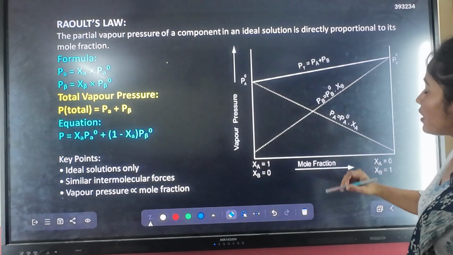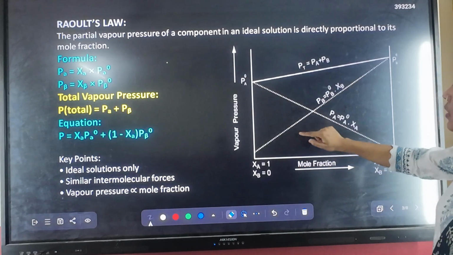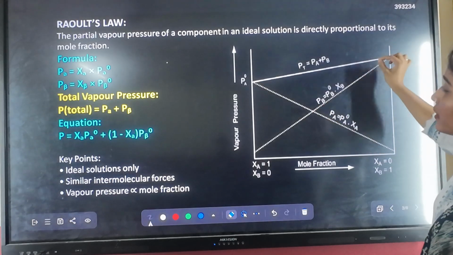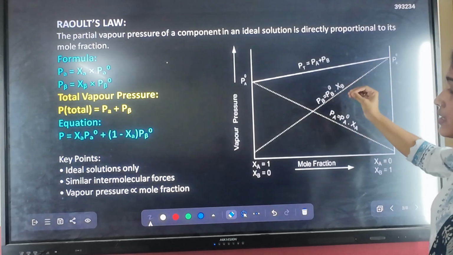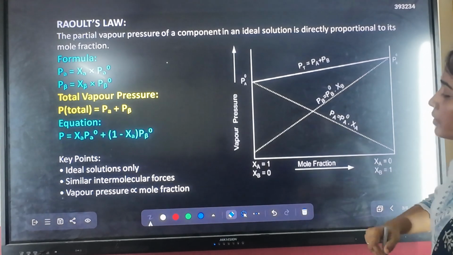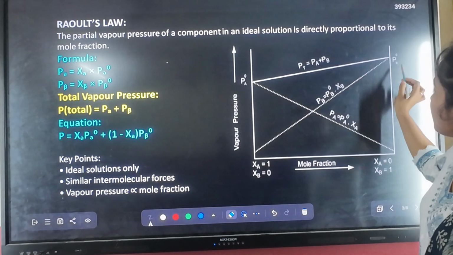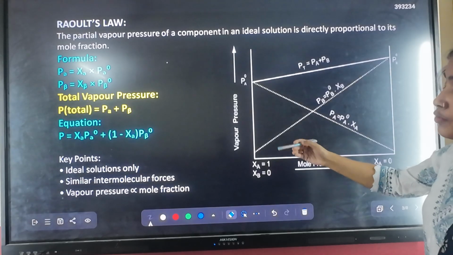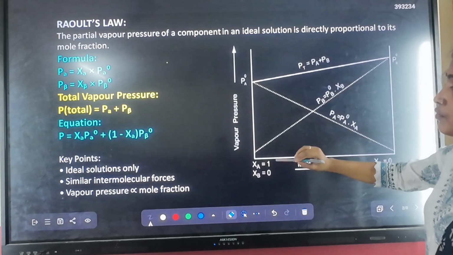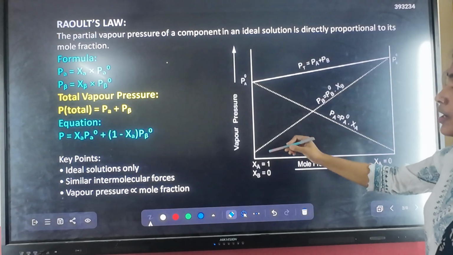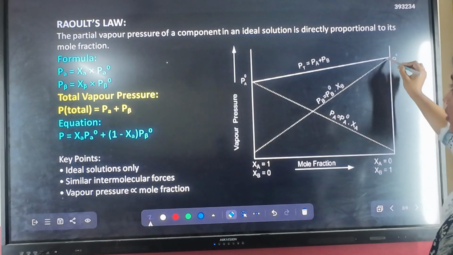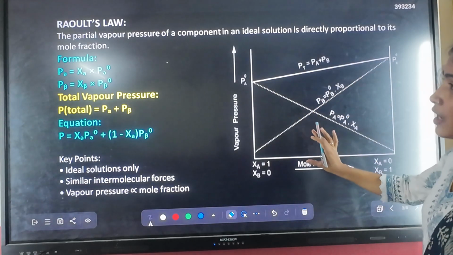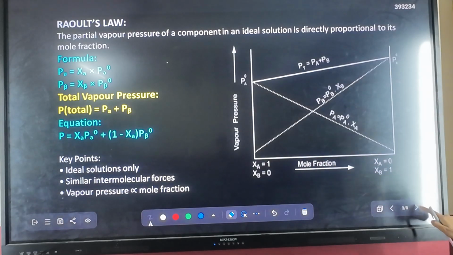So when I see the graph, any one of the lines will be a little bit higher than the other one, which states that if it is upside, that means my PB naught is higher. That means my B is more volatile than A, for which it will reach its boiling point fast and it will exert more vapor pressure than the A component. So this is the graphical representation of Raoult's law.